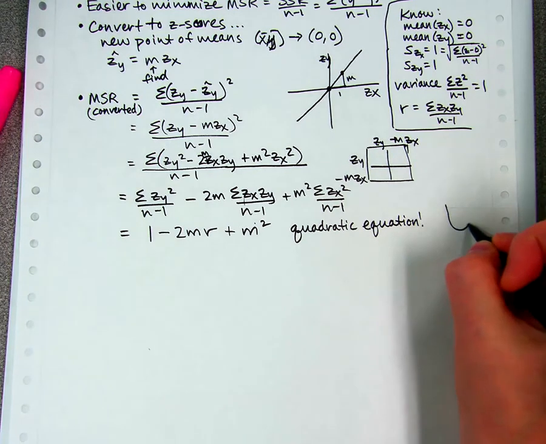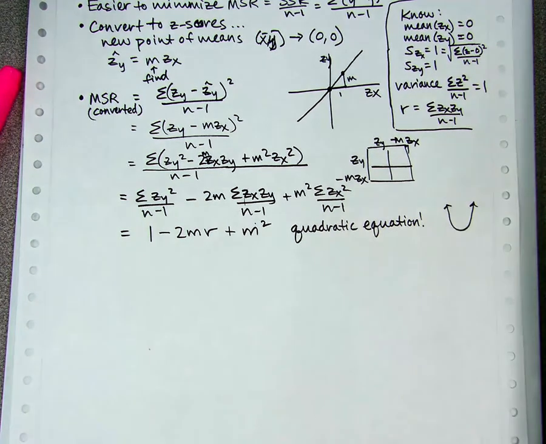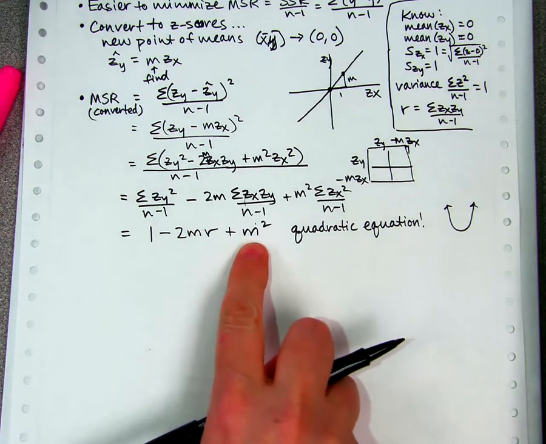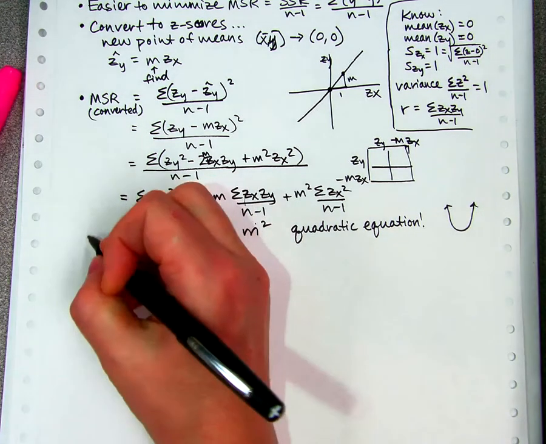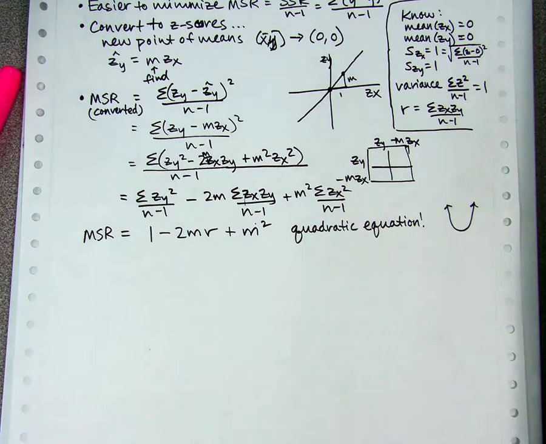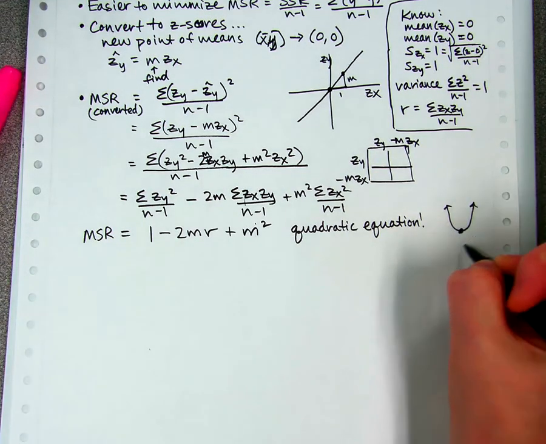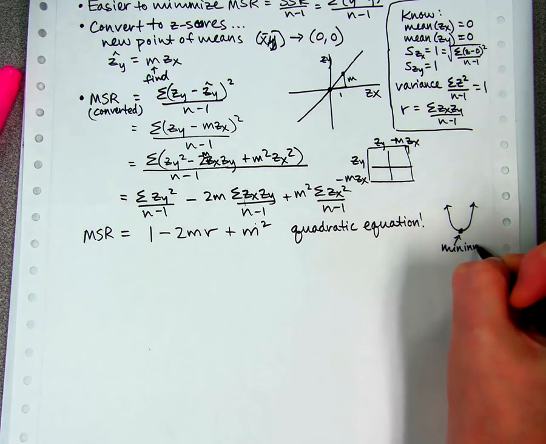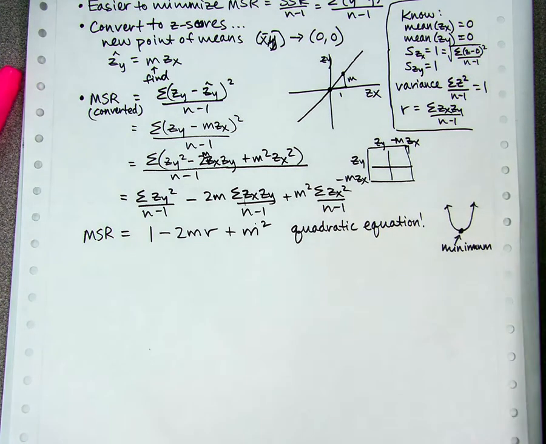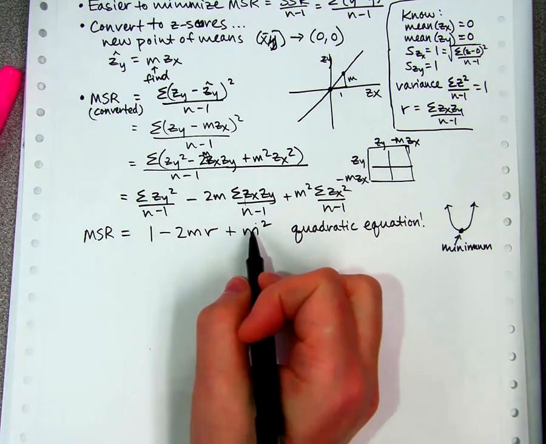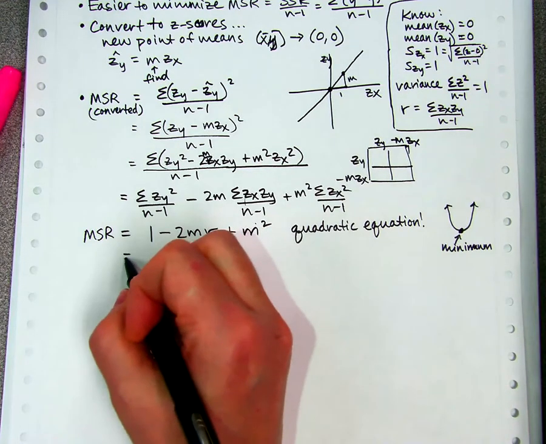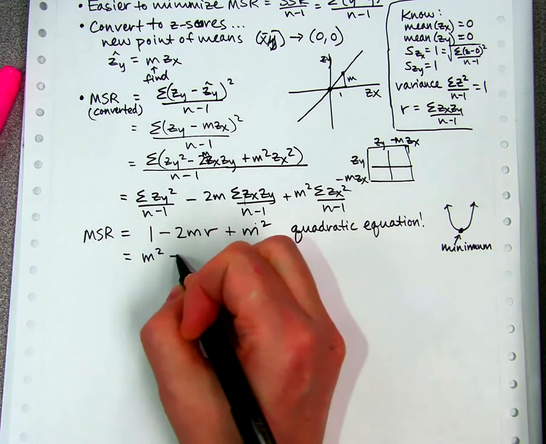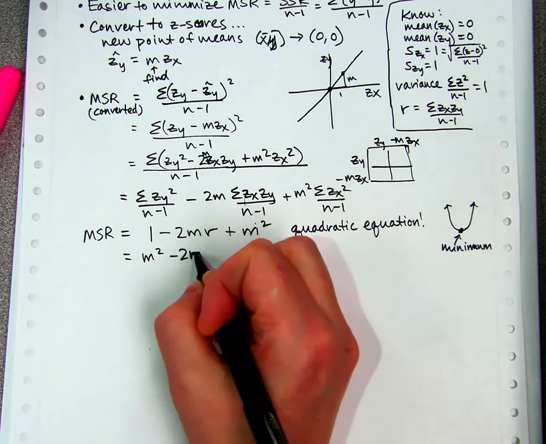You get a parabola. I'm trying to minimize this parabola, or in other words, I'm trying to find the m value that makes this whole thing as small as possible. And that means I'm trying to find this point right here that is called the vertex, the minimum value. So I'm going to use what I remember from algebra to find the minimum value. And remember, I'm going to rewrite it so that m squared is first, minus 2mr. Actually, maybe the r should come before the m.